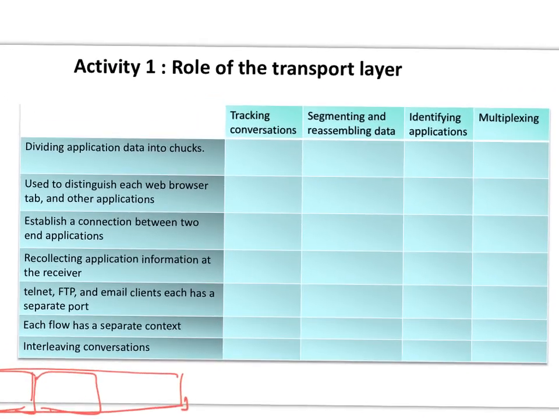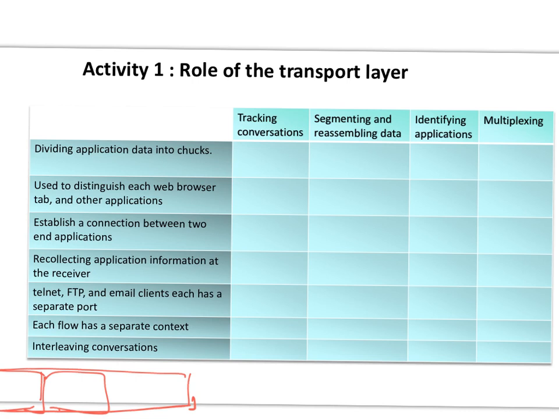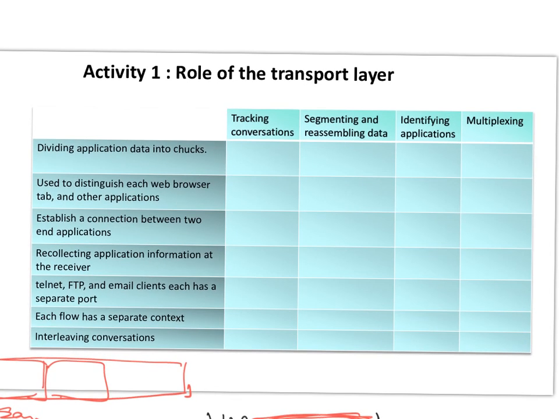So that said, I'll give you just a few seconds to think about mapping these definitions to one of these basic characteristics of the transport layer protocol. So these are the basic characteristics, and these are definitions. I need you to map each of these definitions to a specific basic characteristic. Dividing application data into chunks. What is this? Yeah? Segmenting. Used to distinguish each web browser tab. Identifying applications. This is through ports.